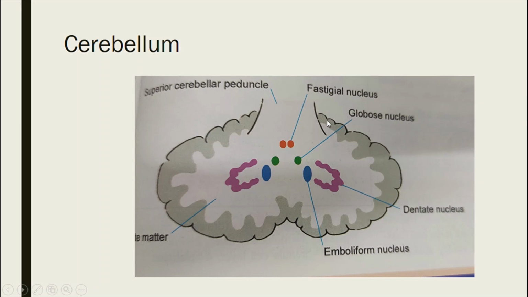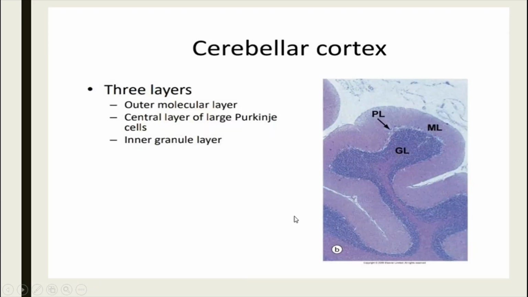So for the histology, we will study the cortical region. The layers can be seen at the cortex. That is the histology of cerebellum. The cerebellar cortex can be seen in a section like this. The outer covering is pia mater. Just inside that we can see it is divisible into 3 layers.